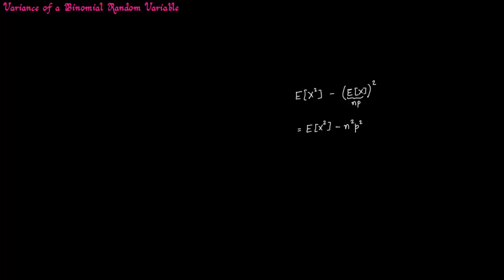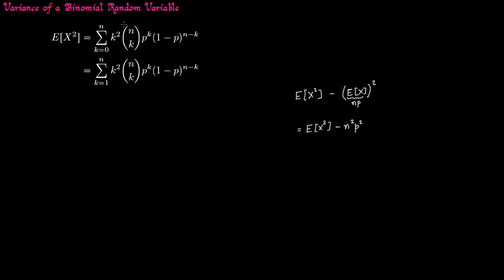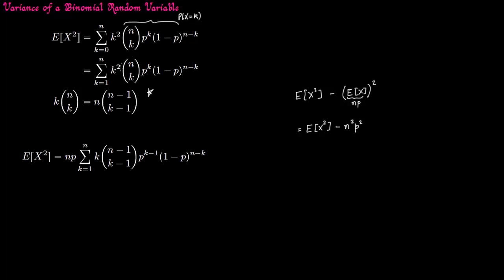So expectation of x square is k square times probability that x is equal to k, and that's what this is. And since if you plug in k equals 0, you get 0 here, so you drop the term with k equals 0 and you start from k equals 1. So k times n choose k is equal to n times n minus 1 choose k minus 1. So this we have shown before. So we plug this in the expression above.